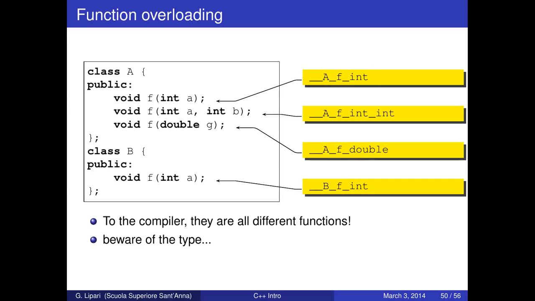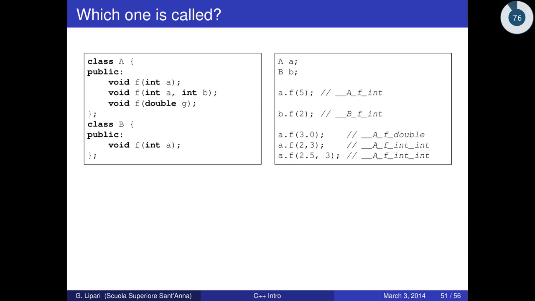Okay? Now be aware of the type. Be very careful about these integer types here. Because there are some strange rules when you want to convert from one type to another one. So let's see which one is called. Suppose you have class A and class B. And class A defines three functions with name f, and class B defines one single function f.